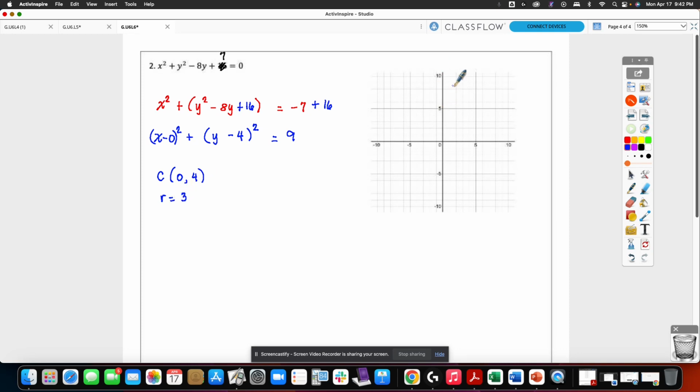So let's graph it. Center at 0, 4, right here. And the radius is 3. So we count 1, 2, 3 units right, 3 units left. I can't see the lines anymore. 3 units up, and 3 units down. Okay, just connect those points, and you have the graph of the circle.